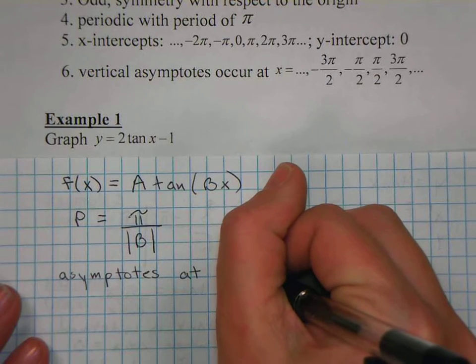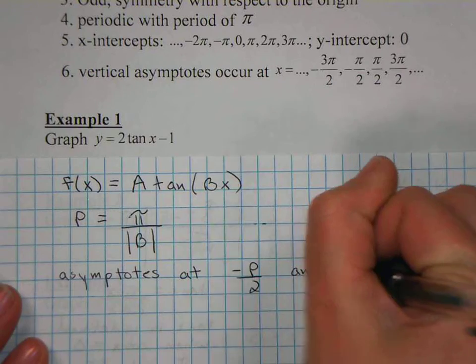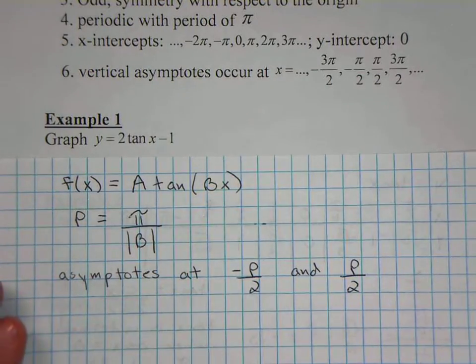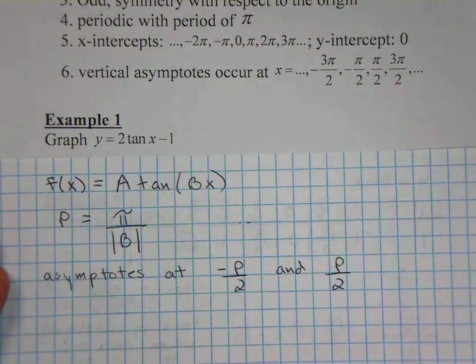And that would be at your negative period divided by 2, and the positive value you get for P divided by 2. And then you would just count by that value and extend it to the left and the right to continue your asymptote. So this would almost be like your cheat sheet for graphing tangent. Find the period, find the location of your asymptotes, and then you'll know how to count your axis, and your zeros or middle values will be in between those asymptotes. Let me show you what I mean as we graph example 1.